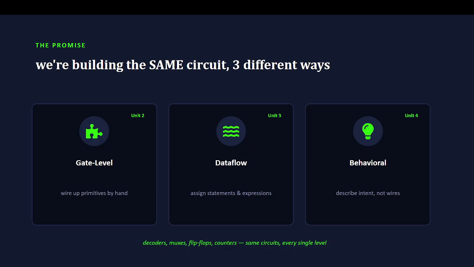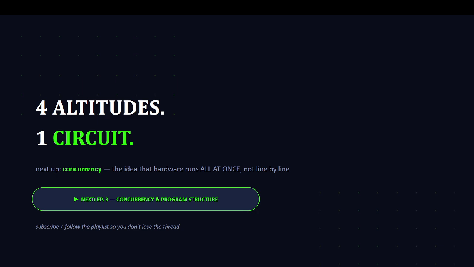And once you have built the same thing three ways, you are not just memorizing syntax anymore. You actually understand what each level is trading off: control versus convenience, low level precision versus high level speed. So here is your one sentence takeaway from this whole video. 4 altitudes, 1 circuit: behavioral, data flow, gate level, switch level. Same hardware, 4 different distances from the metal. Every unit coming up in this playlist is just you practicing one of those altitudes.